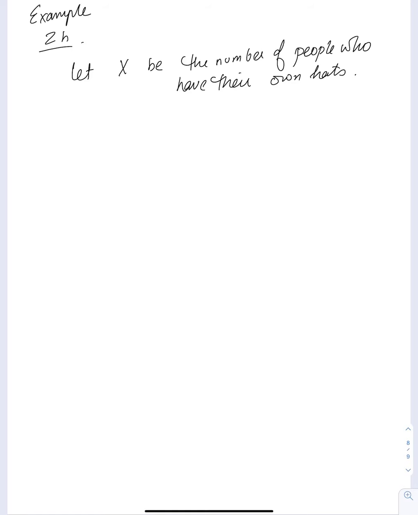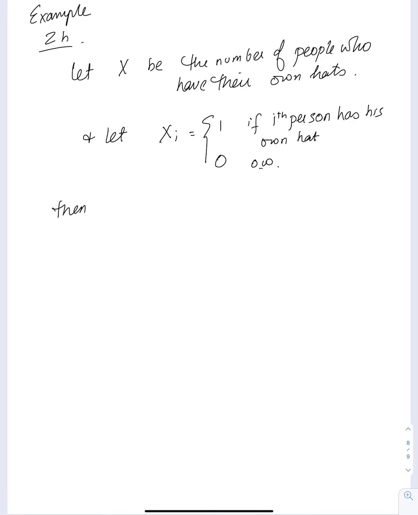Okay, so suppose you let xi be equal to 1 if the ith person has his own hat, and 0 otherwise. Then the random variable x will be x1, just like I said, that's 1 or 0. If the person has their hat, it's 1. If not, it's 0. So you're just adding up the number of people who said yes, and that is just the sum of x1 through xn.